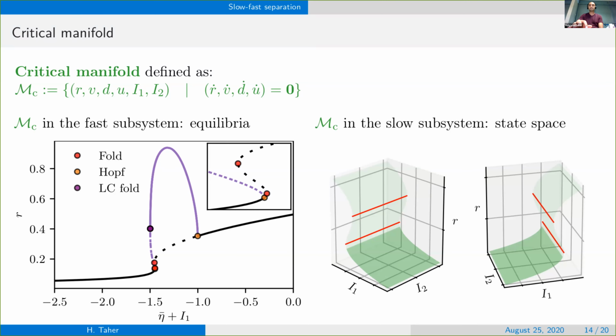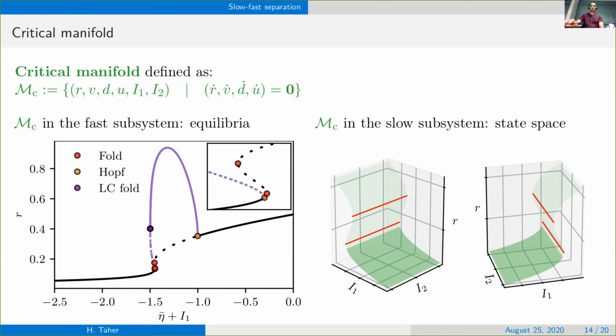In the slow subsystem, the critical manifold defines a state space. So slow dynamics take place on this critical manifold, which has the same shape as the bifurcation diagram. And I denoted with this darker shading that these equilibria on the critical manifold correspond to stable equilibria of the fast subsystem, and the fainter color is unstable equilibria of the fast subsystem.